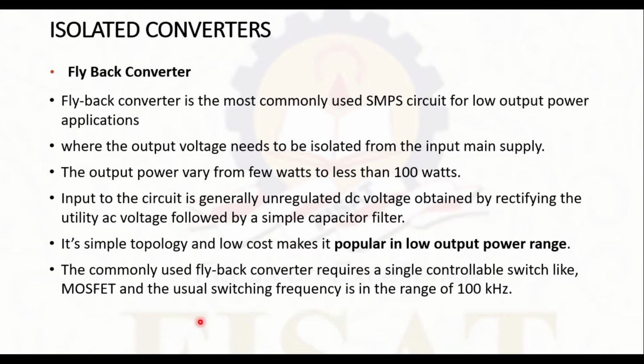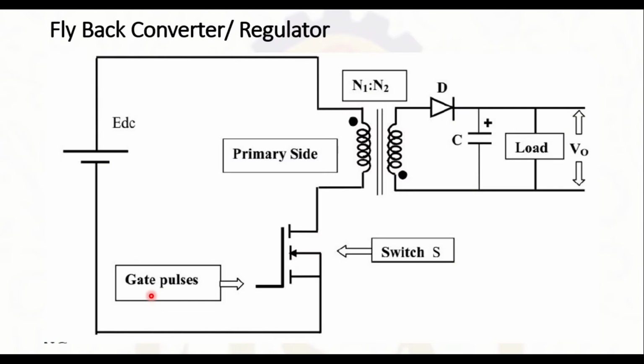And next point is the switching frequency. The most commonly used flyback converter requires a switching frequency in the range of 100 kilohertz. This is the circuit diagram of a flyback converter or flyback regulator.